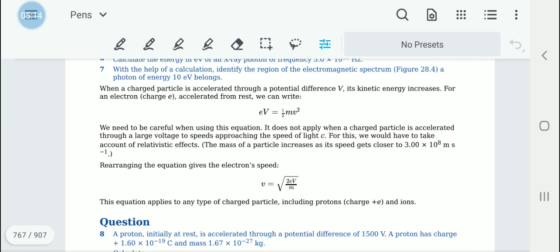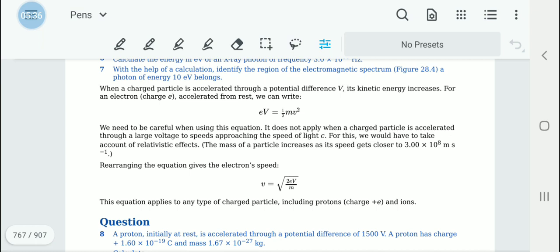When a charged particle is accelerated through a potential difference V, its kinetic energy also increases. If we are talking about a single electron accelerated from rest, we say eV equals half mv squared. eV equals half mv squared.